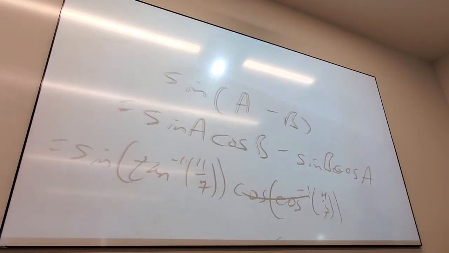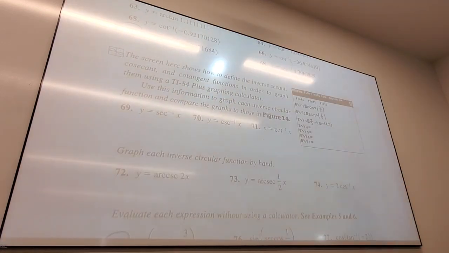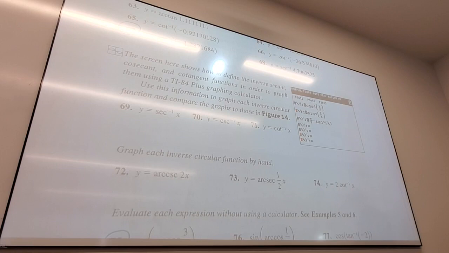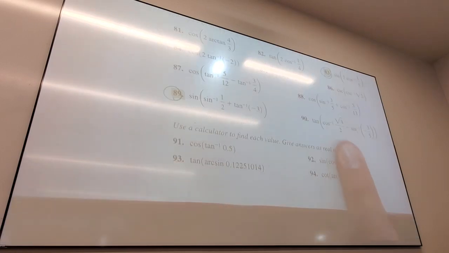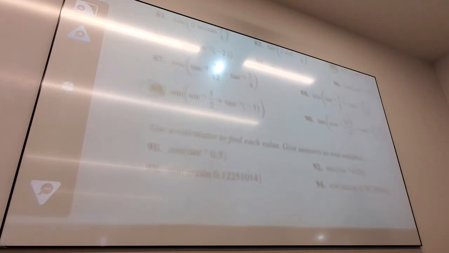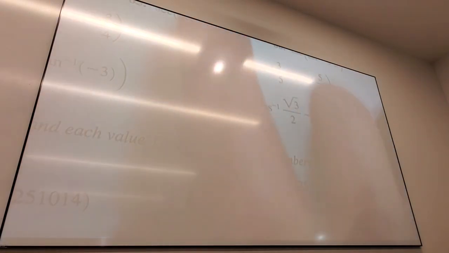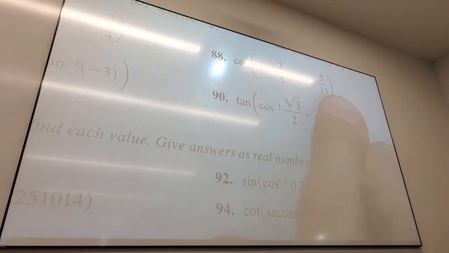Okay, bye-bye. So coming back, what was the original question? Let me see. Oh my gosh. Number what one? 90. There it is. Okay. So coming back to this. So this one would be nice because I could use cosine of A plus B.